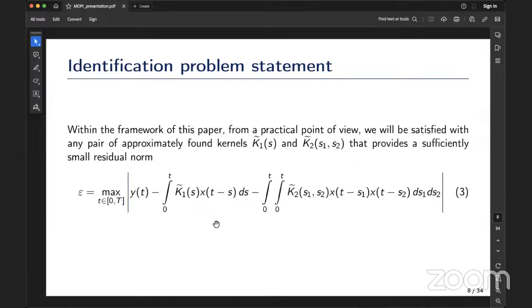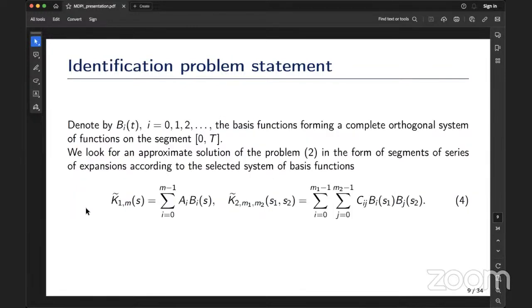From the practical point of view, if you consider this from the point of view of our customers, they can be satisfied with any pair of approximately found kernels K1 and K2 that provides a small residual norm. So basically, we must minimize this value epsilon. Here we denote b_i as basis functions forming a complete orthogonal system on the segment [0, T], and we look for the approximate solution of problem 2 in the form of a segment of the series expansion according to the selected system of basis functions.